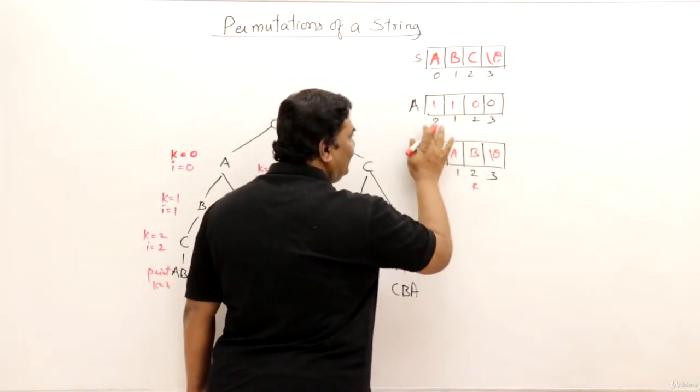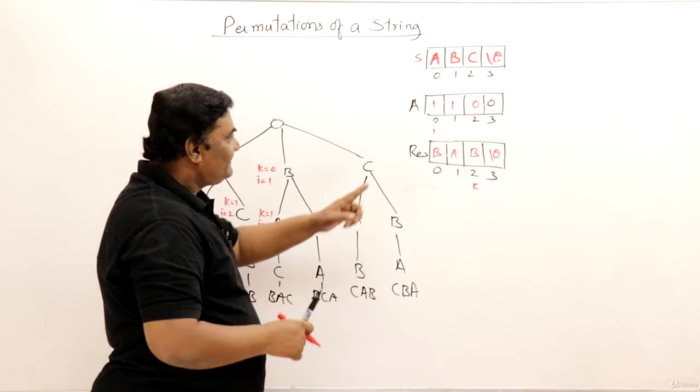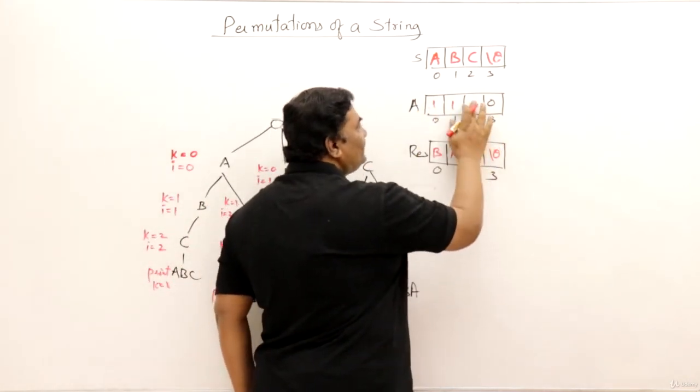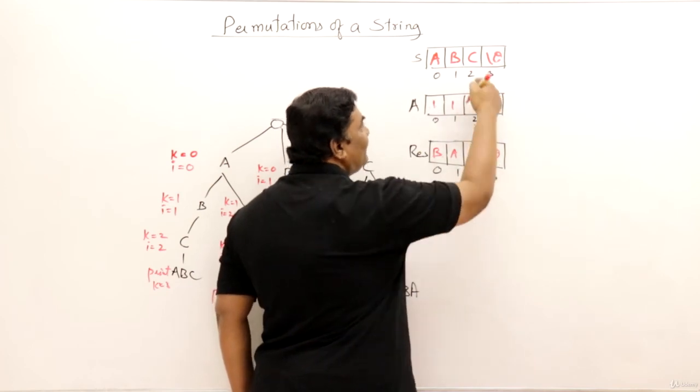Then call itself again. K will be on next. And again start I from 0. Is it available? No. Is it available? No. Is it available? Yes. I is here. So make it as 1. Copy that letter C.